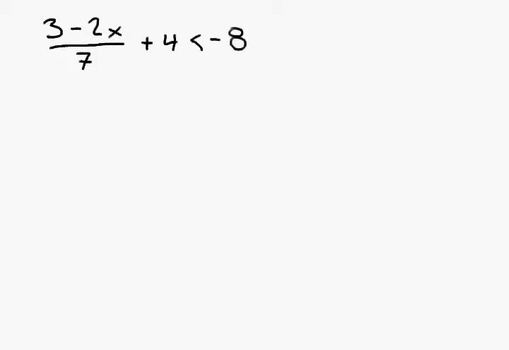I want to take a look at one more example. The quantity 3 minus 2x, divided by 7, plus 4 is less than -8. Now, our plan of attack is to first get rid of the addition, then handle the division, then this addition, and then finally our fourth step is going to be to get rid of the multiplication.